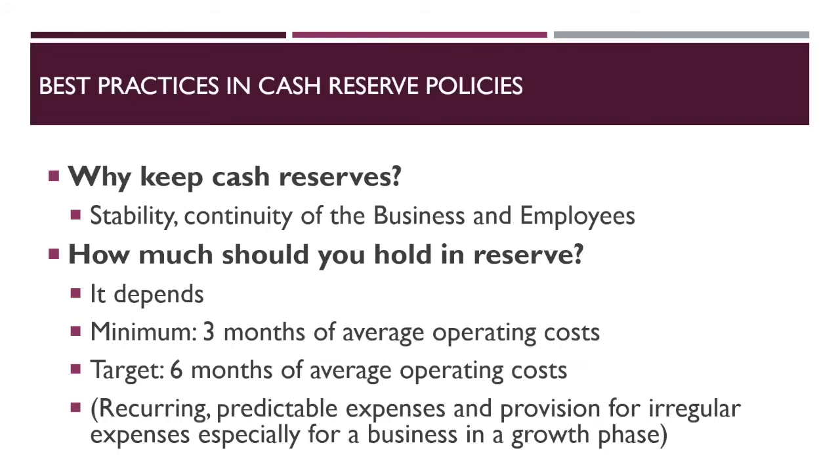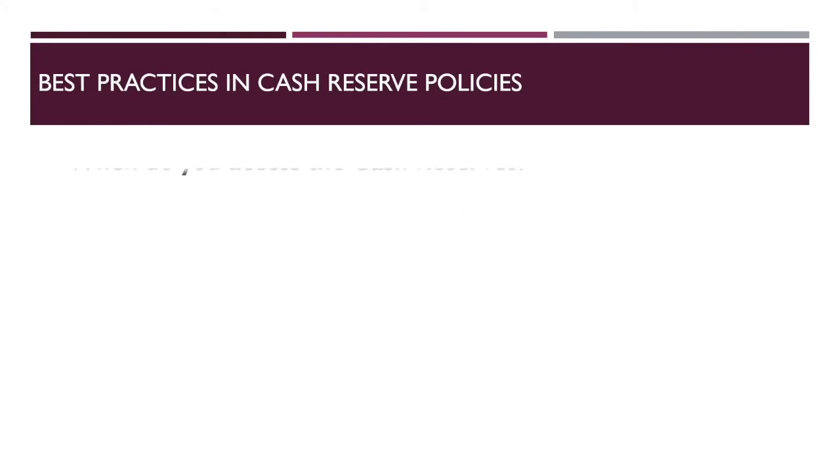What comprises average operating costs? Again, this will depend to some degree on what business you're in. Certainly, the recurring, predictable expenses should be incorporated into average operating costs. But if you're in a high growth phase or a changing business environment, you may make some additional provision for irregular expenses that you might incur and hold those in reserve as well.